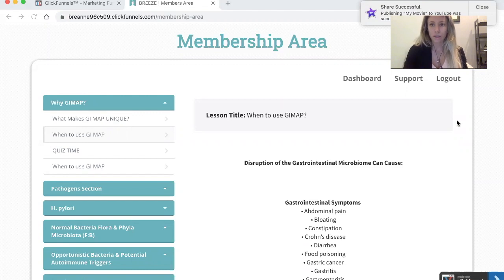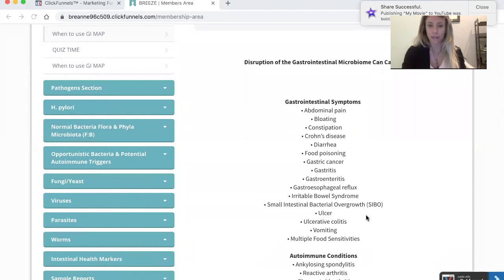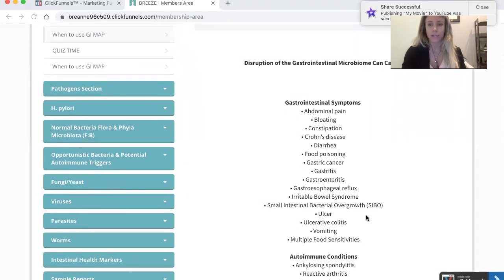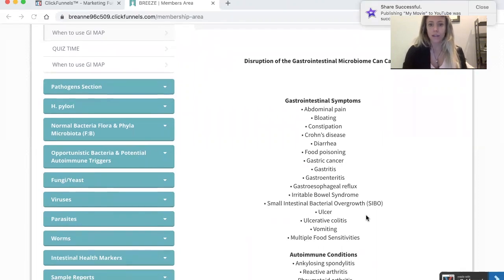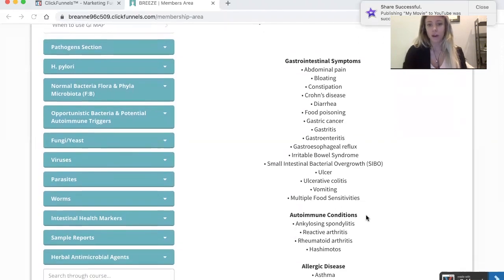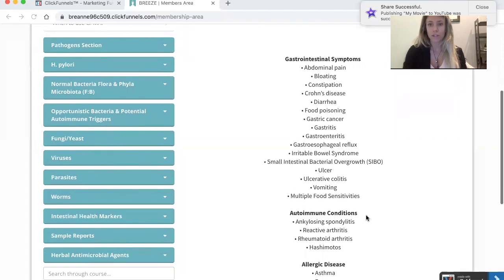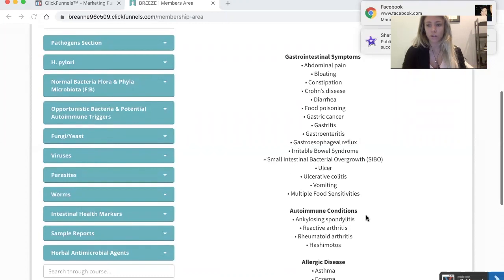Many practitioners will first think of utilizing the GI map test for those patients who present with gastrointestinal symptoms, things like abdominal pain, bloating, constipation, IBD like Crohn's and colitis, IBS. This test is really great at helping to differentiate between a patient who has IBS and IBD by looking at inflammatory markers and calprotectin, fecal occult blood as well. Gastric cancer, gastritis, GERD, reflux, SIBO, ulcerization, vomiting, multiple food sensitivities. These are all patients that it would come to mind to do a GI map test, looking at the intestinal health in the lower bowel.